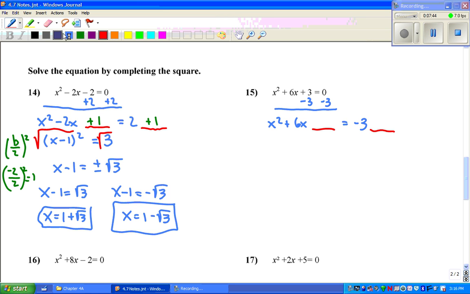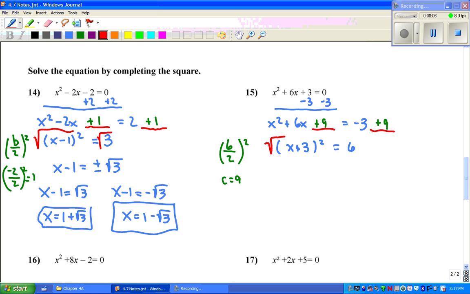So, my b value, 6 divided by 2, squared. I'm going to end up with c equal to a positive 9. So I'm going to put plus 9 and plus 9. When I factor this now, I should end up with x plus 3 squared. And then I'm going to end up with 6 on this side.